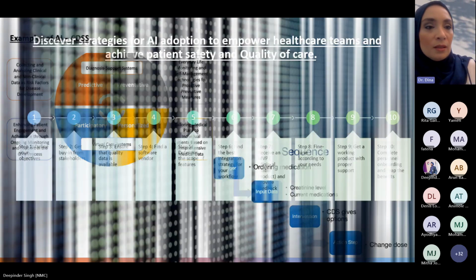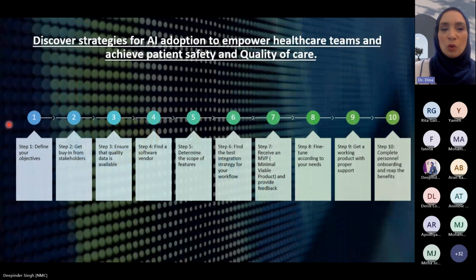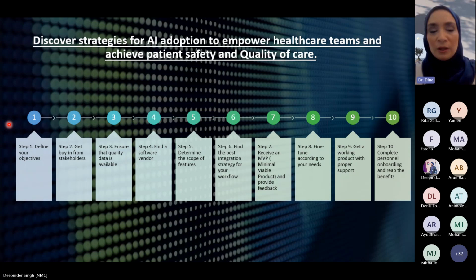Next, please. The next slide. Yeah. So what are the strategies that you can use to empower your healthcare team to achieve more quality of care and patient safety? I like to use these 10 steps. It's very easy for me to implement a solution, whether it's an AI or any other electronic solution.